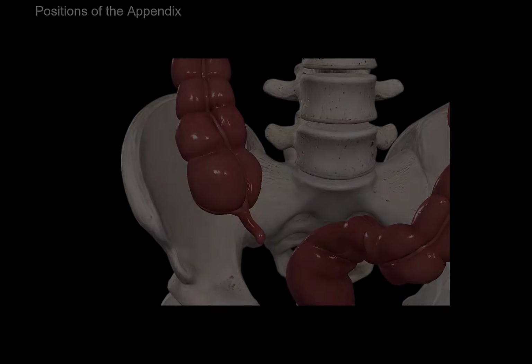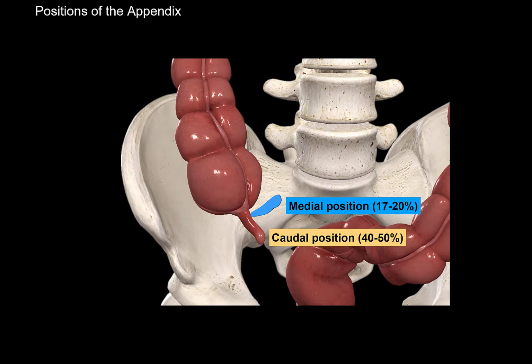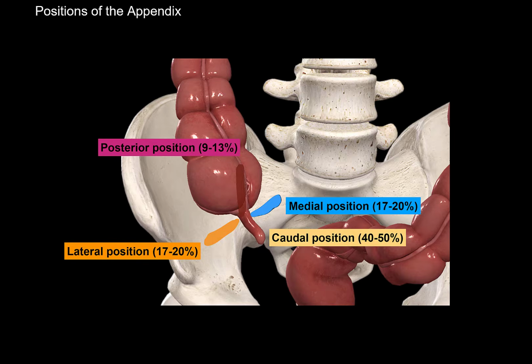Now the appendix may be found in different positions. And this is very important to keep in mind as you're studying the appendix clinically. So the normal one is the caudal position, as you see in this picture. You will find it in the caudal position in about 40 to 50% of the time. And in some other people, in 17 to 20%, you will find it in the medial position, going into the promontory of the sacrum. And 17 to 20% again, you will find it in the lateral position, towards the inguinal ligaments. And then in some other people, in 9 to 13%, you will find it going posteriorly behind the caecum.